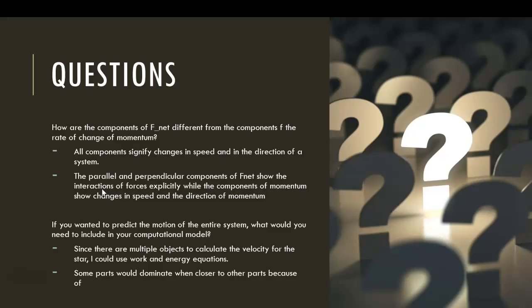To the second question, which is, if you want to predict the motion of an entire system, what would you need to include for your computational model? Well, since there are multiple objects in our system, we can use energy equations using potential energy because it's a multi-particle equation to calculate the initial velocity between the relationships between kinetic and potential energy at any point in the bound system.